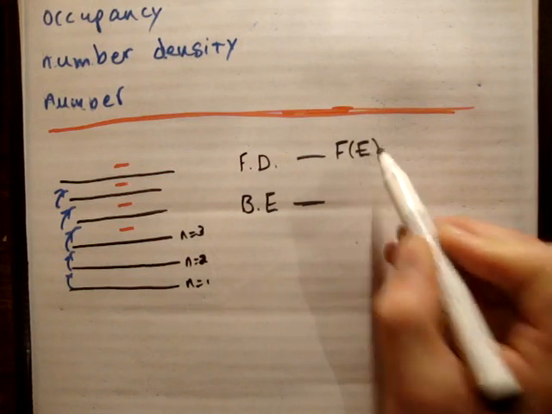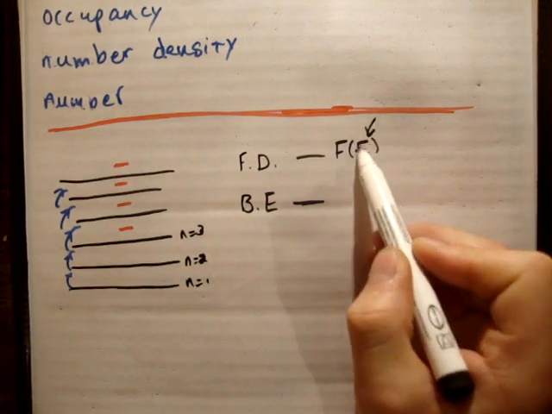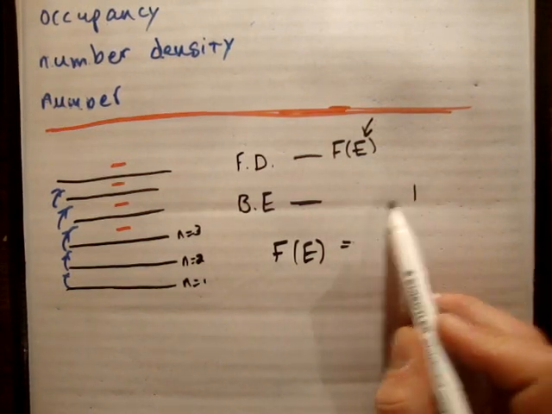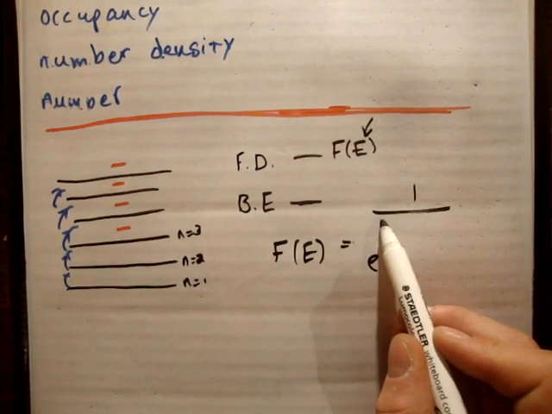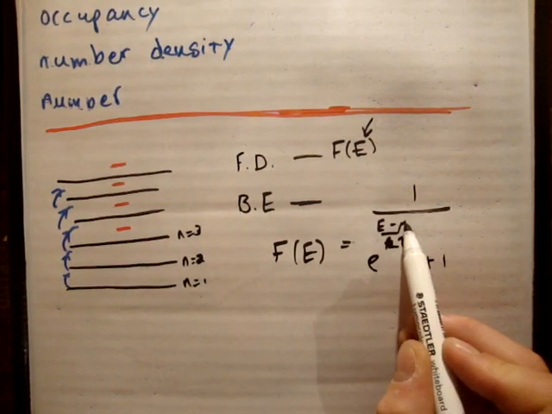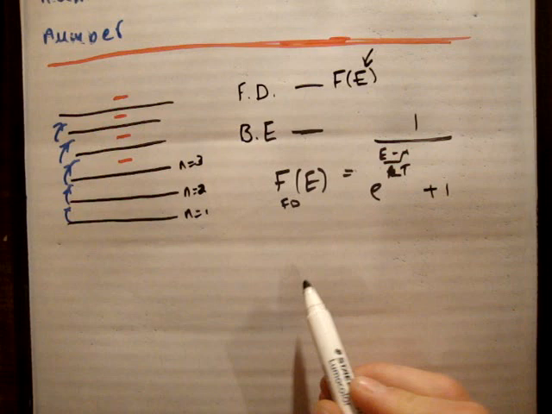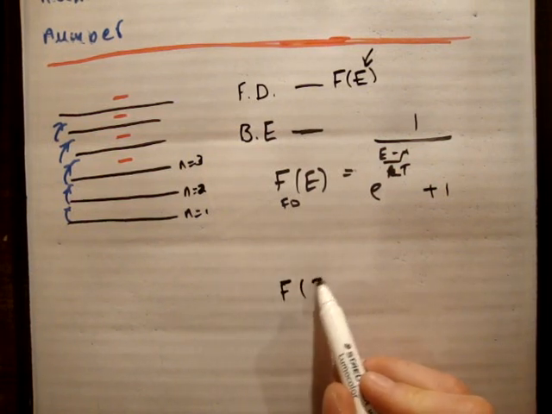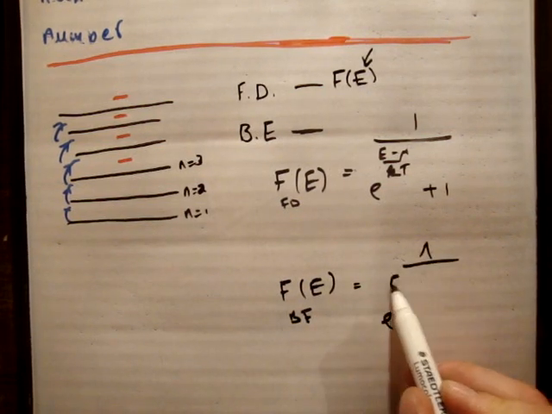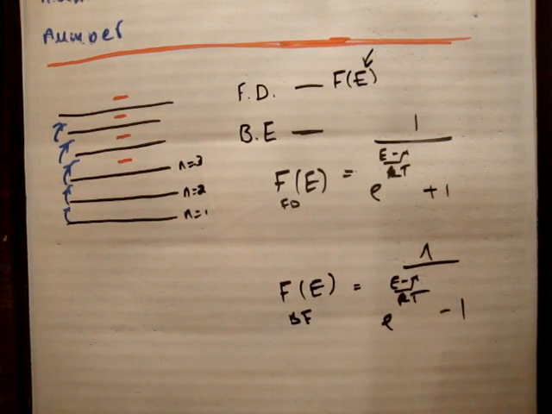So we give the variable f of E as the occupancy. Notice it is a function of energy. The occupancy for Fermi-Dirac statistics is 1 over e to the (E minus mu) over kT, plus 1, where mu is the chemical potential and E is the energy. And just for rigor, the Bose-Einstein occupancy is equal to 1 over e to the (E minus mu) over kT, minus 1. So that's the occupancy function.